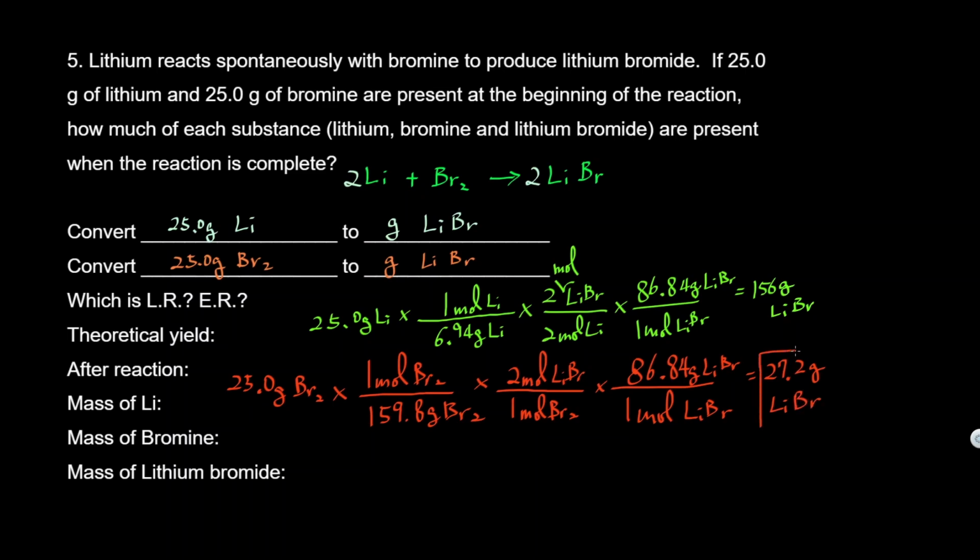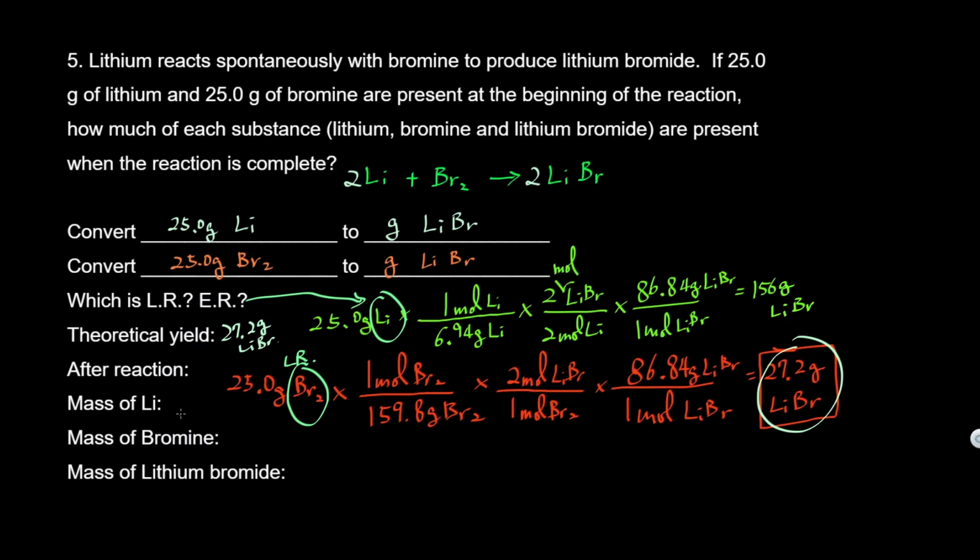So looks like this gave us the lesser amount, which means, okay, which is the limiting reactant? Well, the one that gave us less. So this is the limiting reactant. Which one's the excess reactant? Lithium is the excess reactant. Theoretical yield is how much we're supposed to get when everything is ideal. So that's this one. So theoretical yield will be 27.2 grams of lithium bromide.